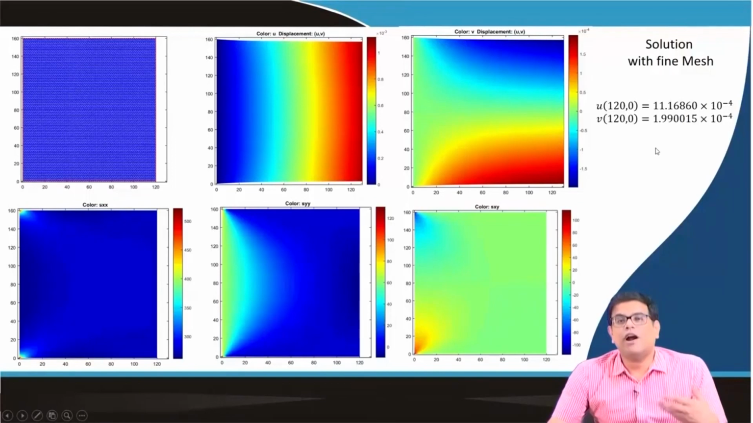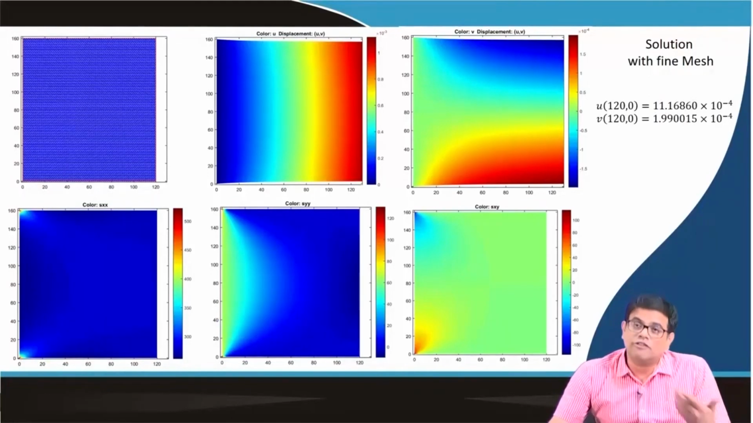Now if you look at the displacements, they have nearly converged to the solution. If you further decrease the mesh size, or increase the number of degrees of freedom, the number of nodes and the number of elements, you may not get a better solution. That's how we say that a solution is converged for a particular mesh or not.